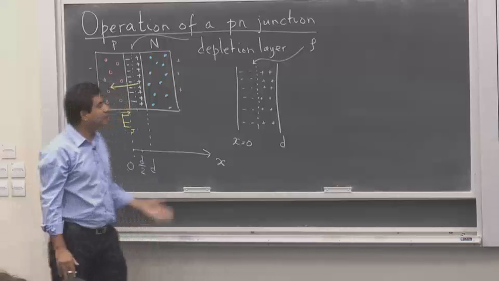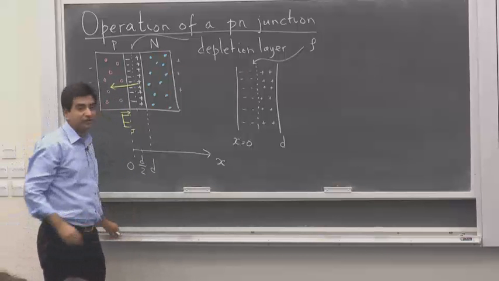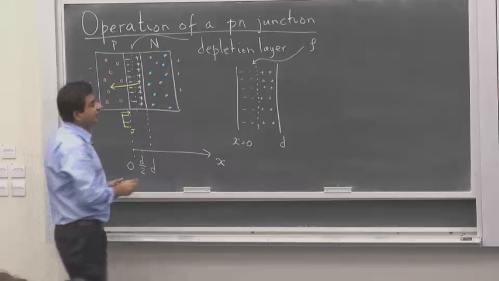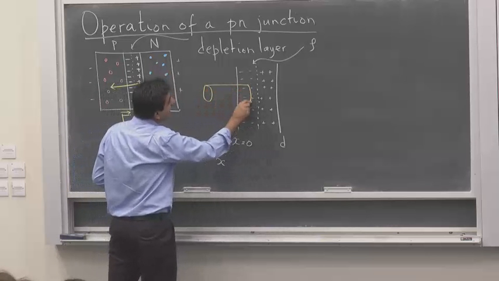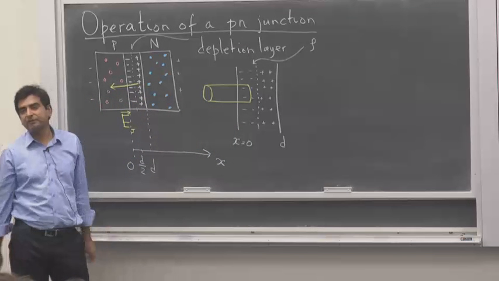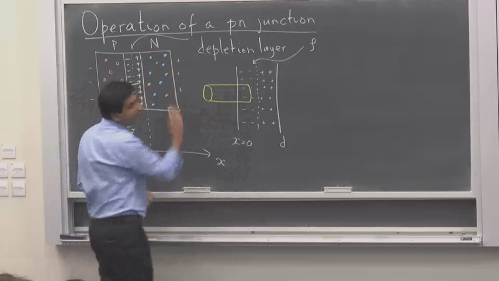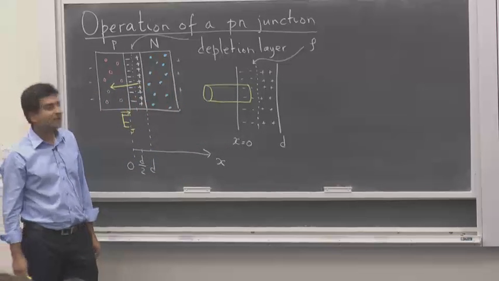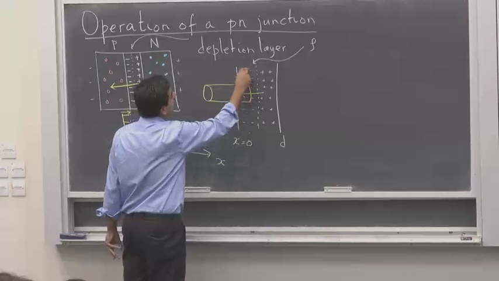Alright, now we would like to find out the electric field. That's quite easy, we use Gauss's law. So let's draw a Gaussian surface, a cylinder that has one of its ends poking inside the depletion region. Now the electric field inside this region is zero, but there is some electric field in here. Let's call that electric field E.